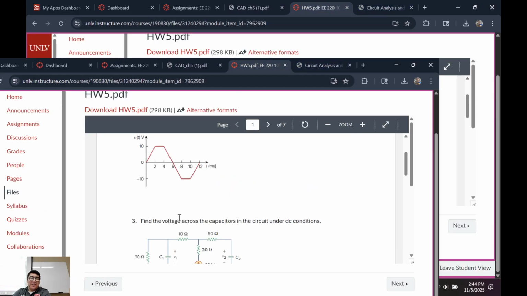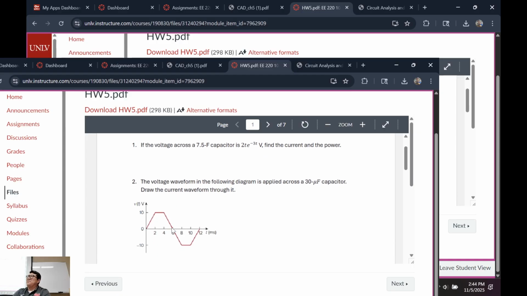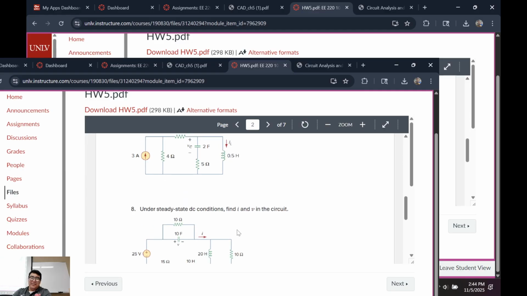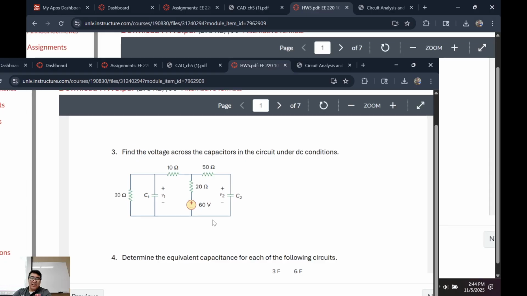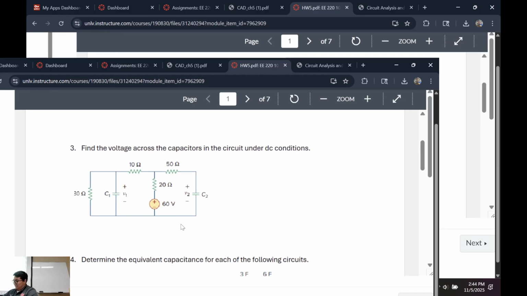So let me see who I have. I got Dr. Zoo's homework here. Which one looks funny? Who's my Dr. Zoo students? What do you guys want to do? This one? Number 3? Find the voltage across the capacitors. I got you, no worries.